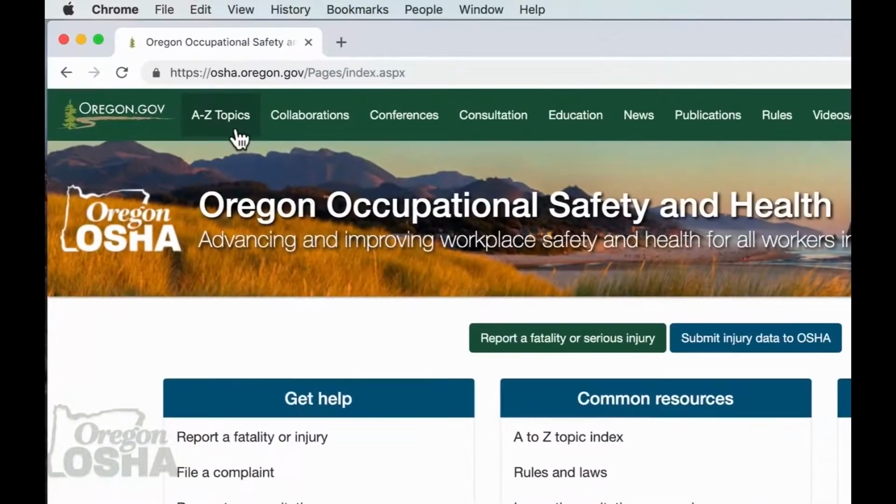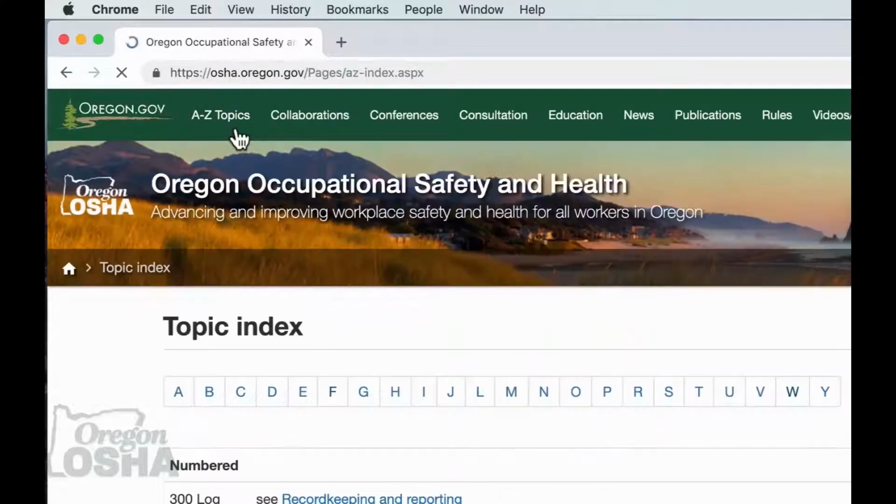Once the page loads, click on A to Z Topics in the top left corner.